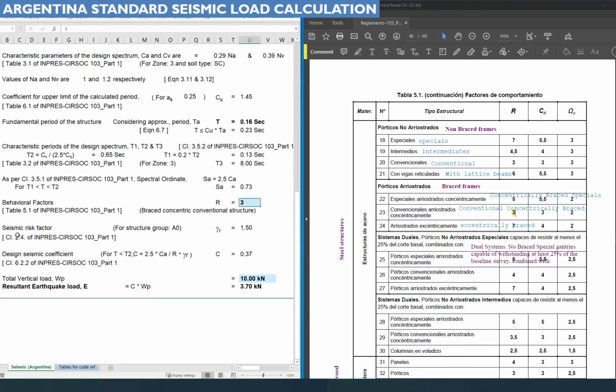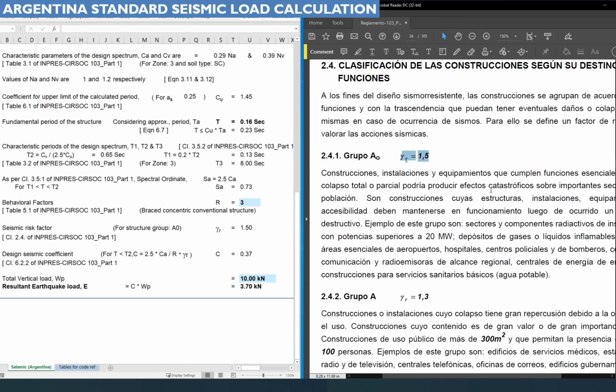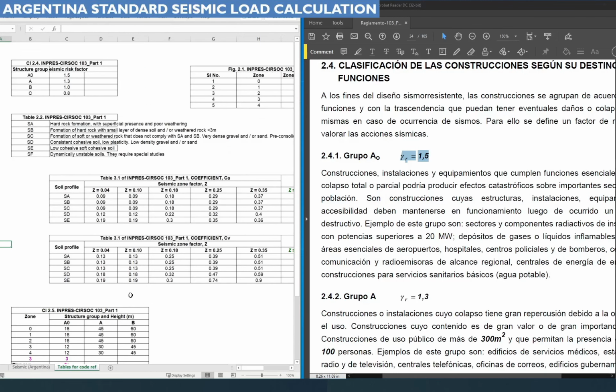So next one is the seismic risk factor. This is based upon the structure group. For that, clause 2.4 is to be referred, page number 34. So here you can see the gamma R value. For group A0 it is 1.5. So I am considering 1.5 from the VLOOKUP option stored in the table of code reference. So here is a table with the values of seismic risk factor.